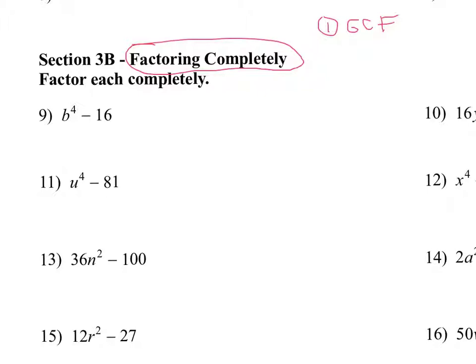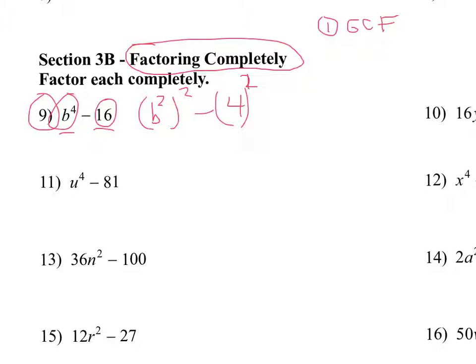Now, we're going to do number 9 here. If you look at this, I've got two terms. Anytime you have a binomial and they're asking you to factor, check to see if it's a difference of two squares. And notice, I have b to the fourth as the first term and 16 as the second term, and it is a subtraction, so it's a difference. I can square b squared to get that first term, so b squared squared would be b to the fourth. It's a difference, and I can square 4 to get the 16. So this is a difference of two squares.